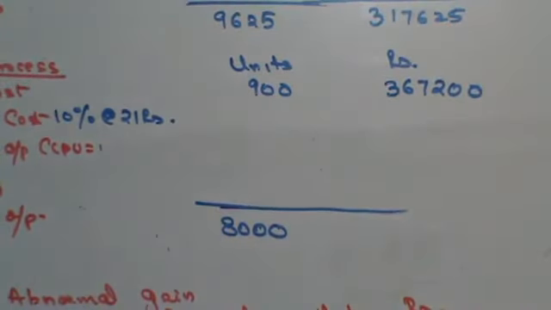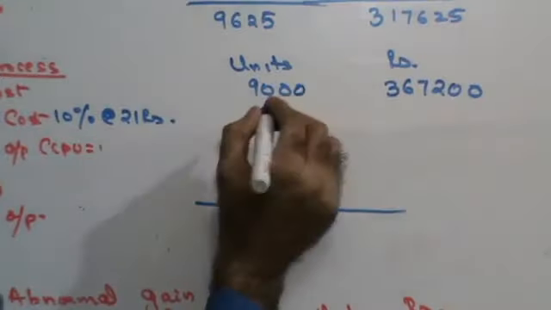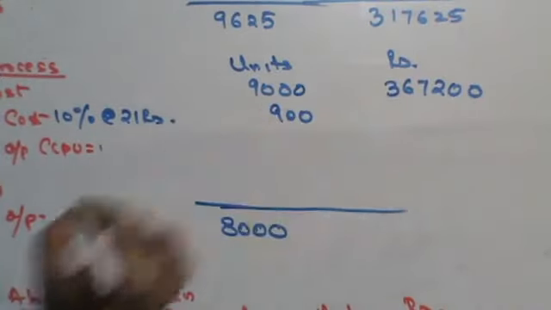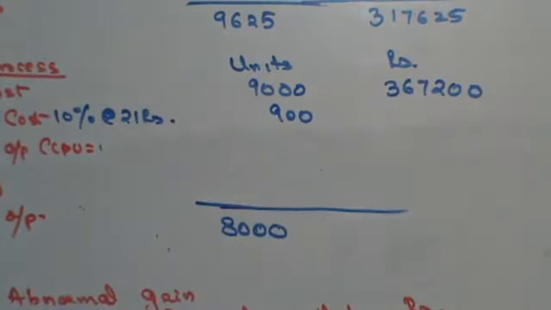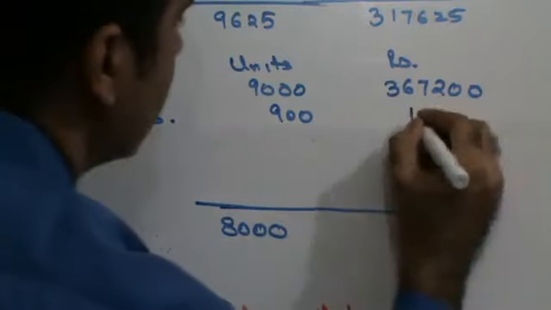Now normal loss they've given you is 10%. 10% of 9,000 is 900, right? At the rate of 21, 900 into 21 is 18,900.